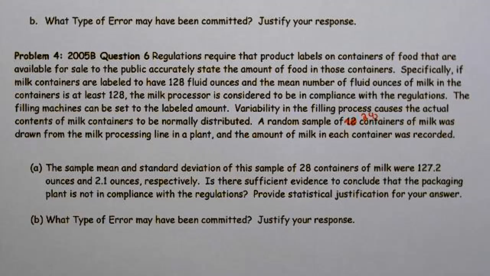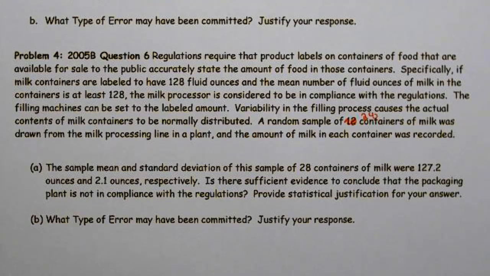Okay, this is problem 4. Regulations require that product labels on containers of food that are available for sale to the public accurately state the amount of food in those containers. Specifically, if milk containers are labeled to have 128 fluid ounces and the mean number of fluid ounces of milk in it is at least that, the milk is considered to be in compliance with regulations.